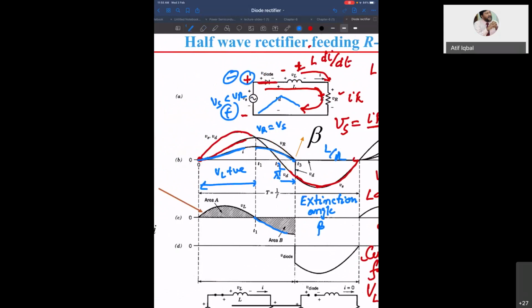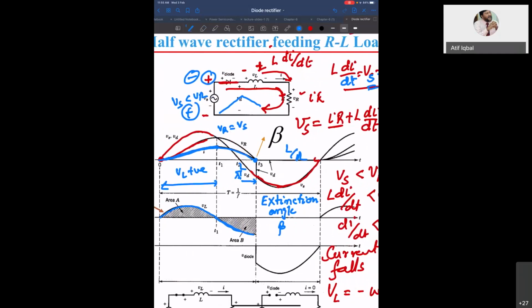And the time when the current is rising, your inductor voltage is positive, and once it starts falling, the inductor voltage is actually negative, and that is why your current has started falling. This is the angle at which the current becomes 0, and this is called the extinction angle. Now this duration from pi to this value depends upon how strong your inductance is in the circuit.